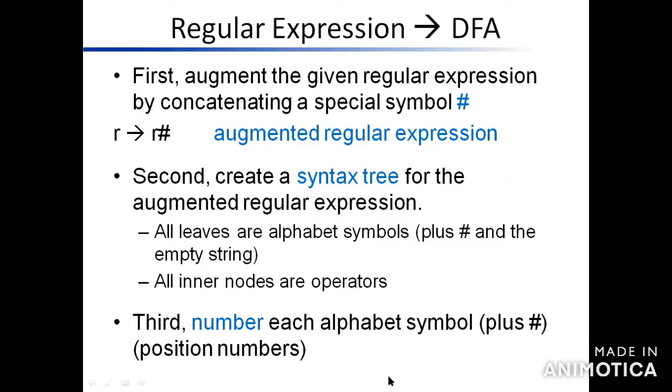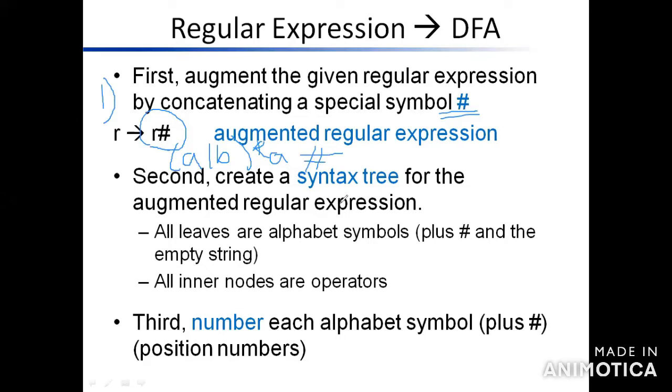The first construction is you have to augment the given regular expression. You have to use a special symbol, the hash symbol. So here, when you are given a regular expression, you have to add the hash symbol at the end of the expression. Similarly, I wrote one expression, (a|b)* followed by a. This is the regular expression. Now I am adding one special symbol, the concatenation symbol. That symbol is hash. This is the first construction.